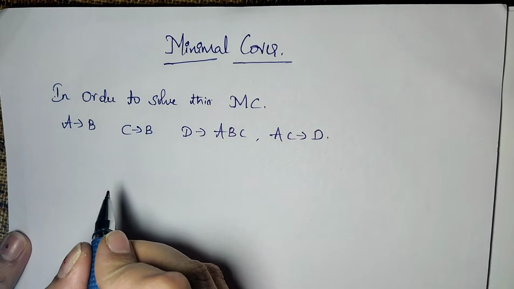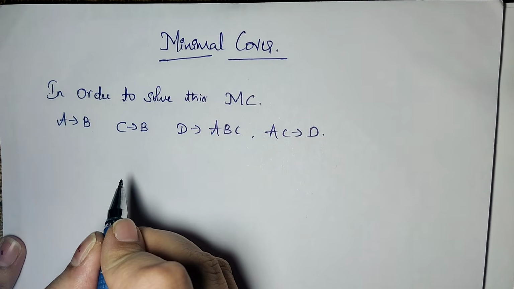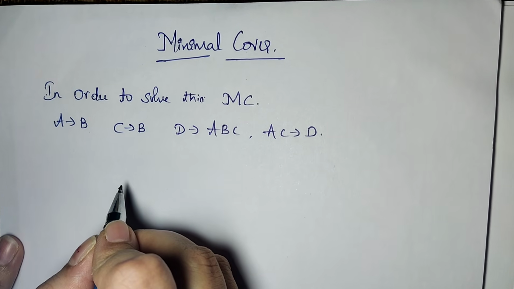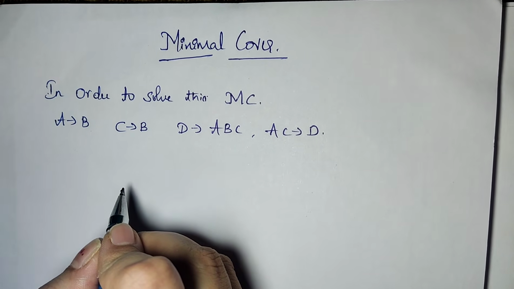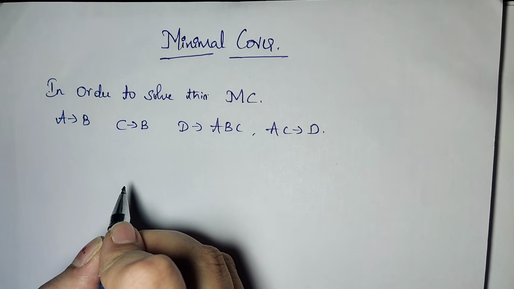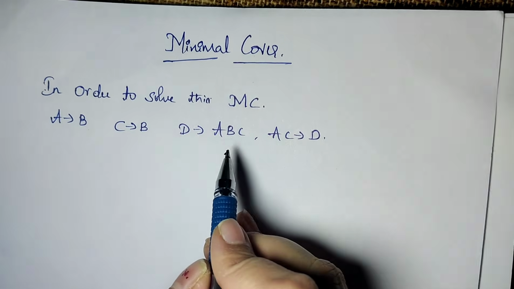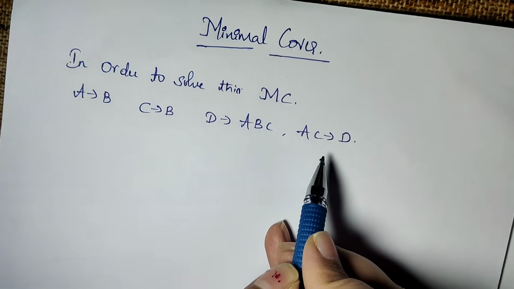Hi students, in this video I will show how to solve the minimal cover problem. Yes, it's a very important problem, so note it down properly. The question will be: construct the minimal cover for the given set of functional dependencies: A tends to B, C tends to B, D tends to ABC, AC tends to D.